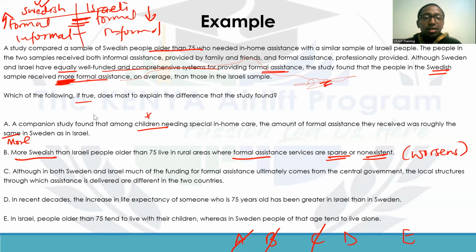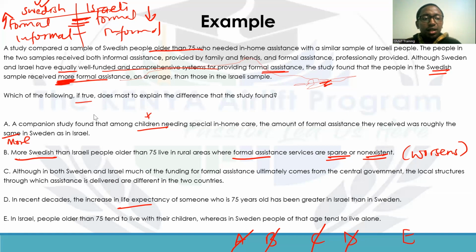D, in recent decades, the increase in life expectancy of someone who is 75 years old has been greater in Israel than in Sweden. So we know that the life expectancy in Israel is bigger, but we do not know the effect of either formal or informal assistance on life expectancy. And even if we knew, it doesn't really help us explain why there is more formal assistance in Sweden than in Israel.